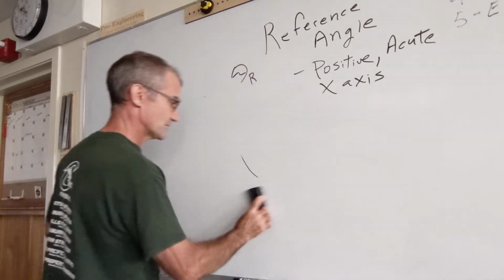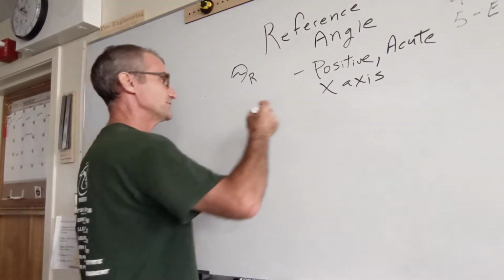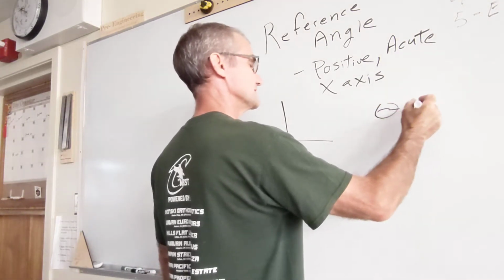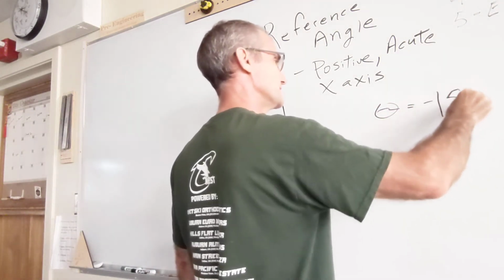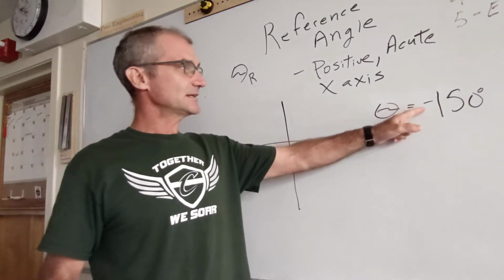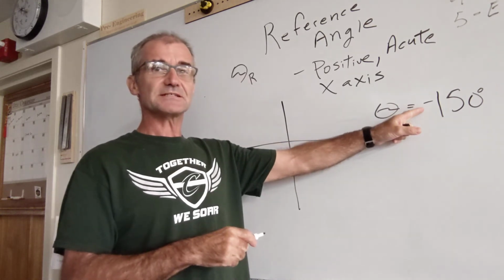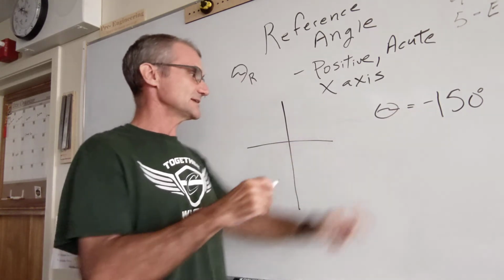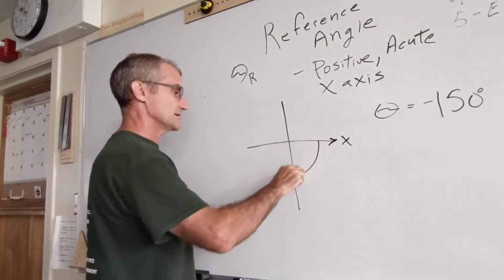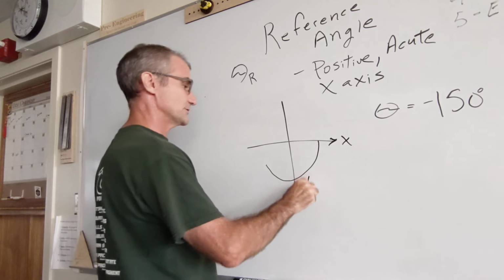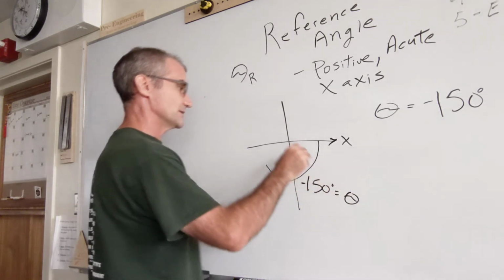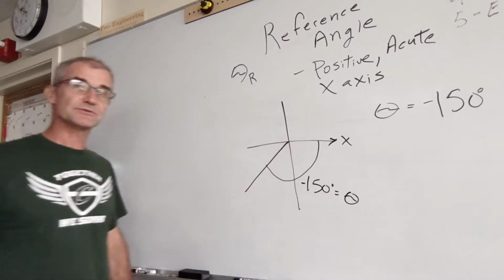Another thing on a reference angle is if your angle theta is negative. So let's say theta is equal to negative 150 degrees. That negative means clockwise rotation from the x-axis. Starting on the x-axis, you rotate around clockwise 150 degrees. That's where you end. There's your terminal side.